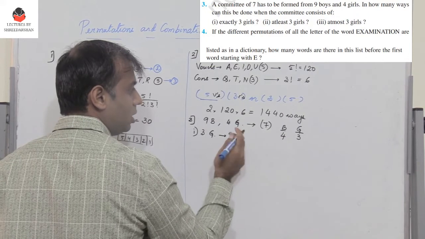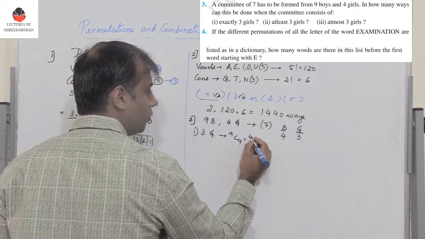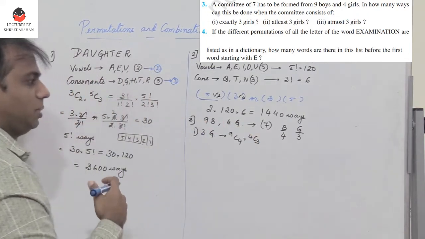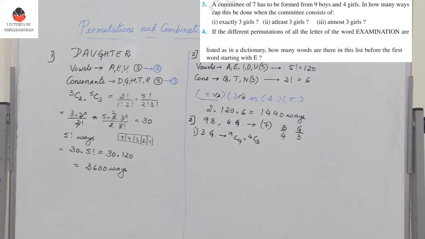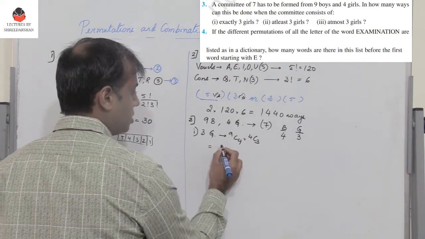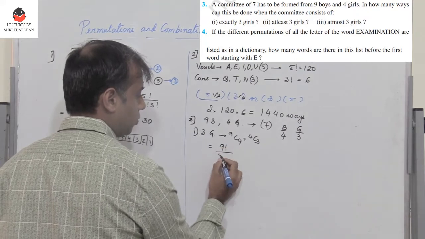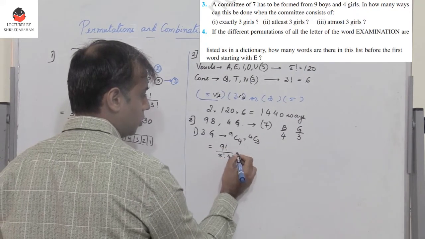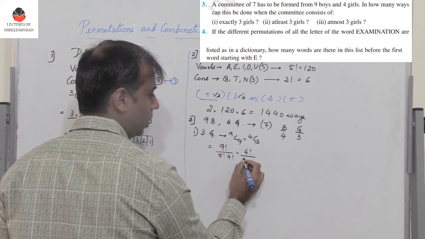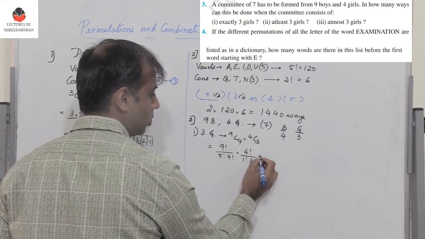And I have to select 3 girls from 4, so it's going to be 4C3. So it's going to be 9C4 into 4C3. This is factorial 9 divided by factorial 5 into factorial 4, into factorial 4 divided by factorial 1 into factorial 3.